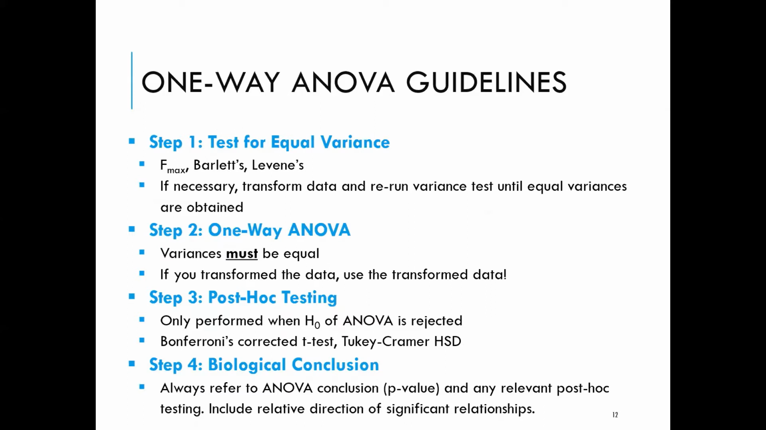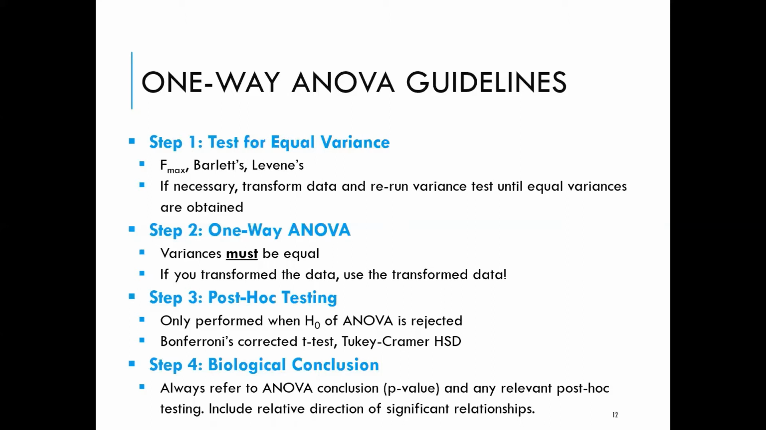This slide is a summary of the guidelines for performing a one-way ANOVA. Step 1 is to test for equal variances among the groups using either the Fmax test, the Bartlett's test, or Levene's test. If necessary, you must transform the data and rerun the variance test until equal variances are obtained. Step 2 is to perform the one-way ANOVA.